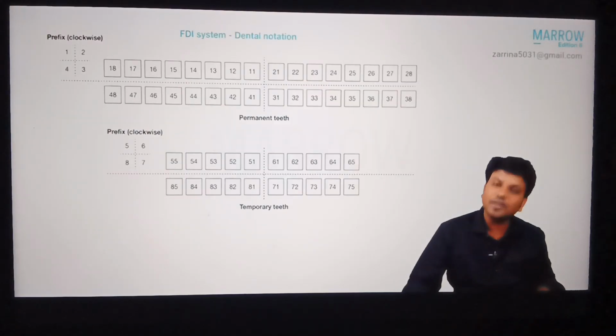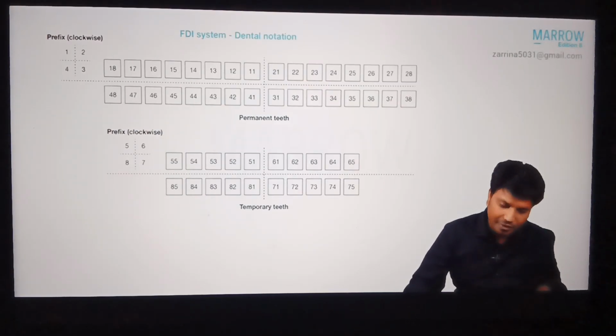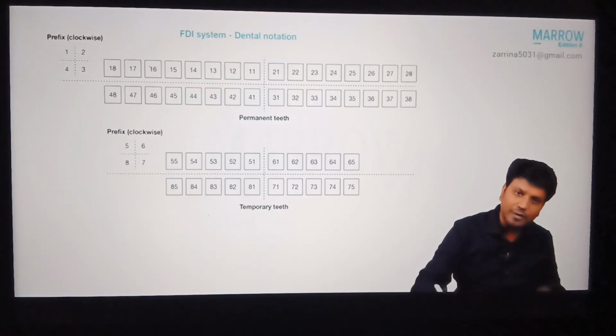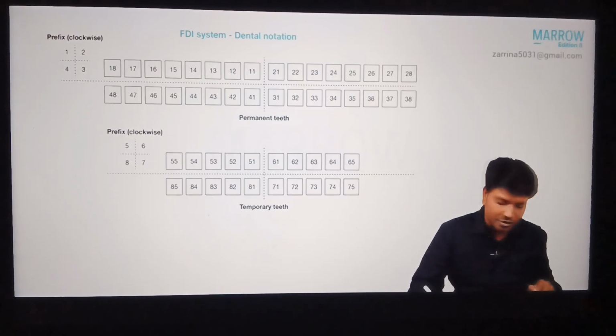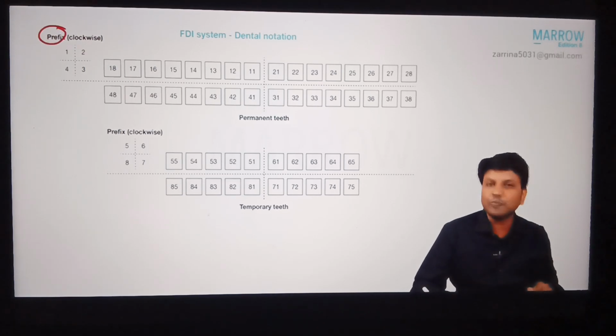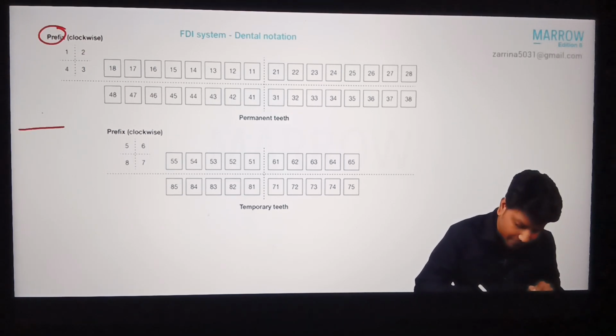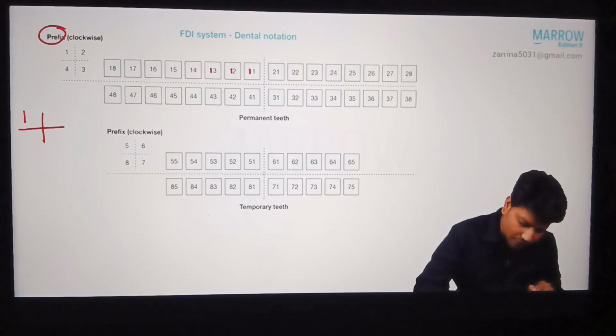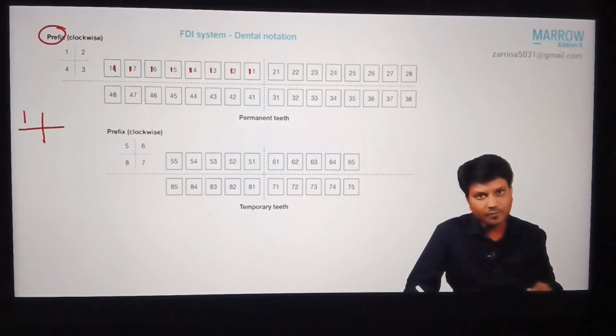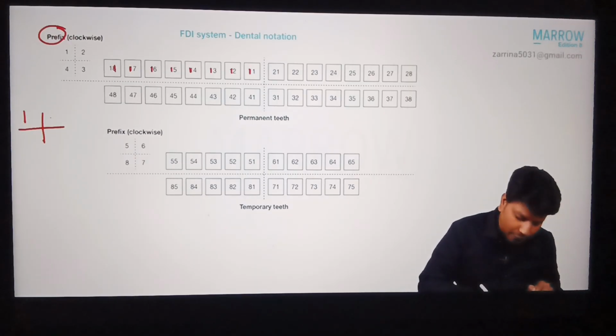So we'll go for the easiest one, that is the FDA method. Again, you can see all the numbers 1 to 8, 1 to 8, 1 to 8. But here, in front of the tooth number, you have one more number. We call it a prefix. You need to add a prefix. For all the permanent teeth, remember the prefix 1 for the right upper quadrant. That is the reason why you can see 1, 1, 1, 1, 1, 1, 1, 1. For all the teeth in the left upper quadrant, you need to have a prefix of 2.